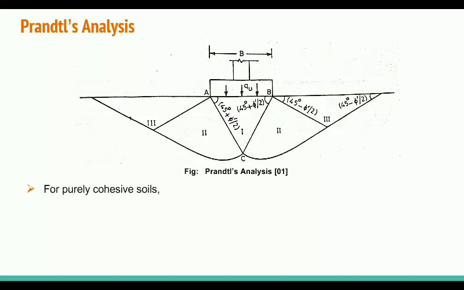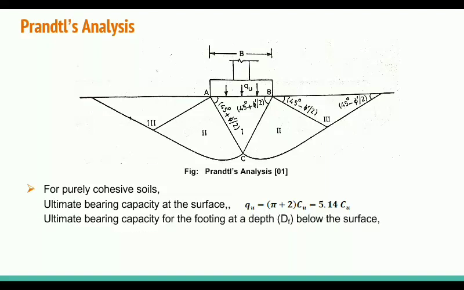Finally there is the expression for purely cohesive soil: the ultimate bearing capacity at the surface is equal to 5.14 cu, where cu is the undrained cohesion of the soil. Are you getting my point? In this case, the ultimate bearing capacity at the surface does not depend upon the width of the footing, which means it is independent of the width of the footing. The ultimate bearing capacity for the footing at a depth Df below the surface we can also calculate by using this relation.